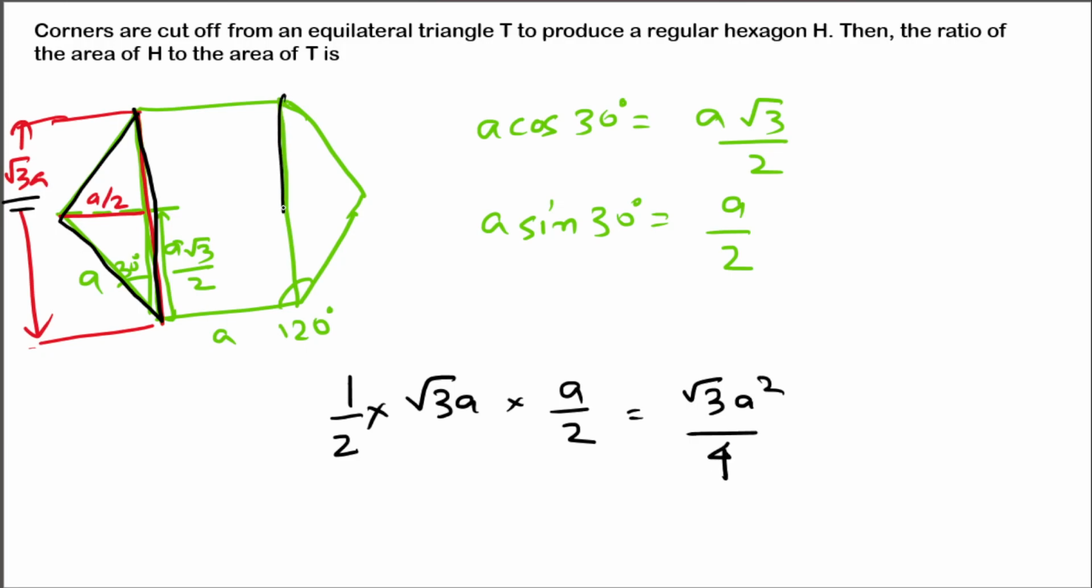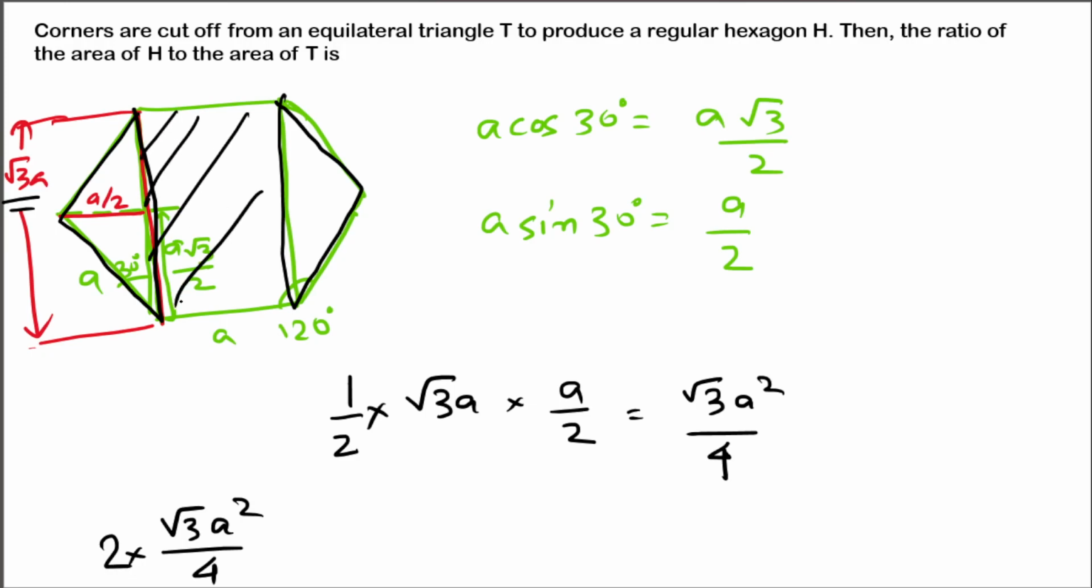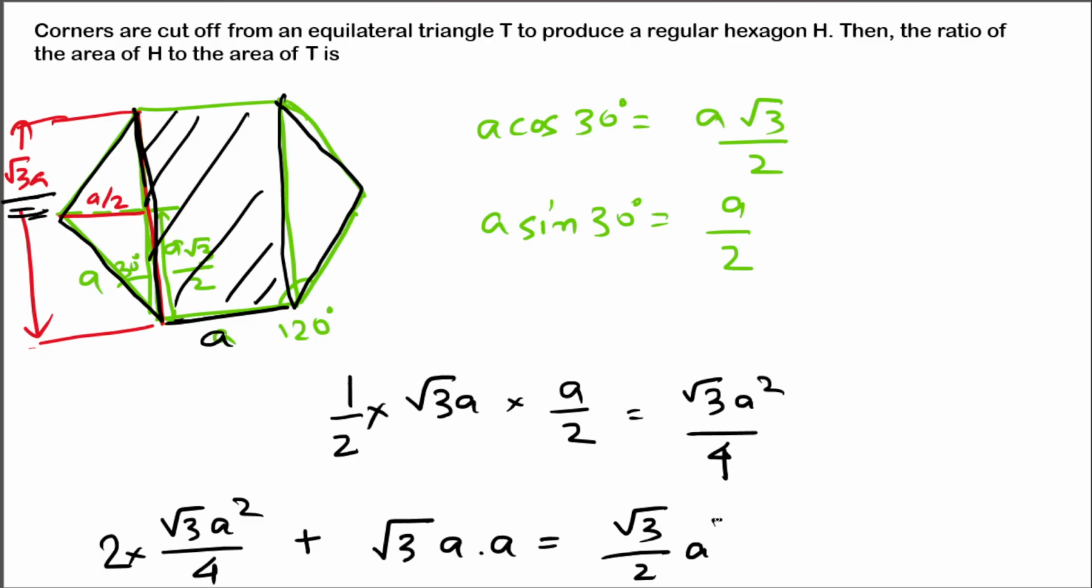You have this triangle as well with it, so you add the area of both of them, into 2. And what is the remaining portion? The remaining portion is this rectangle. For this rectangle, we know this length, that is a, and we know this length, root 3a. So the area would be root 3a into a. So this is simply root 3 by 2 a square plus root 3 a square. So this is going to be 3 root 3 by 2 a square.